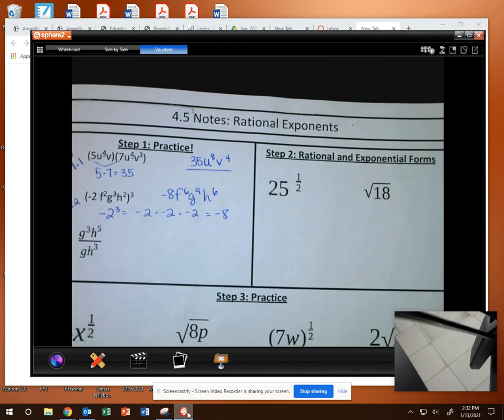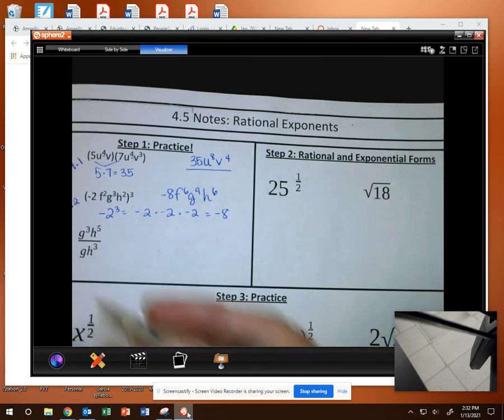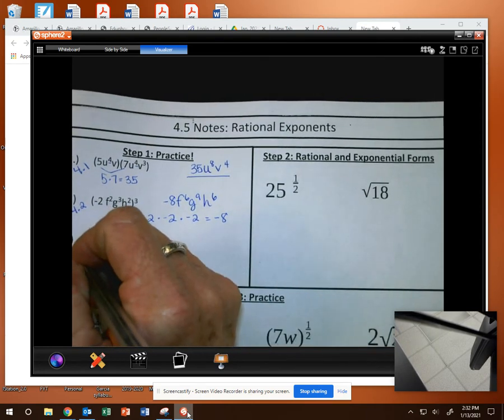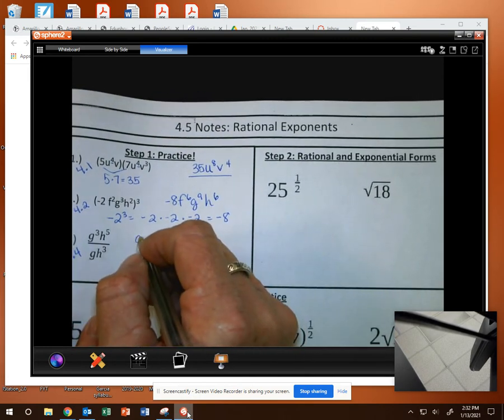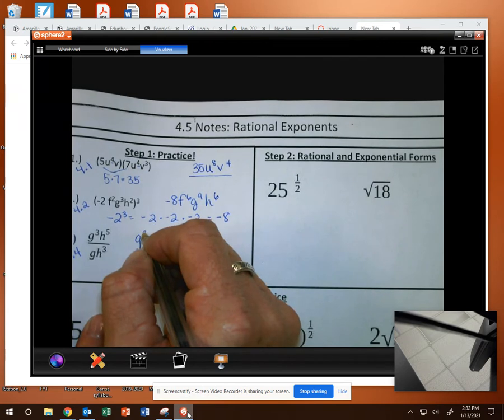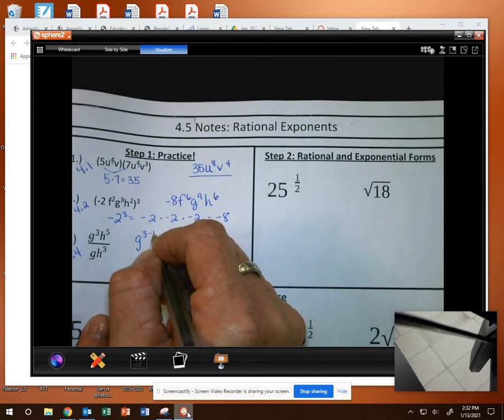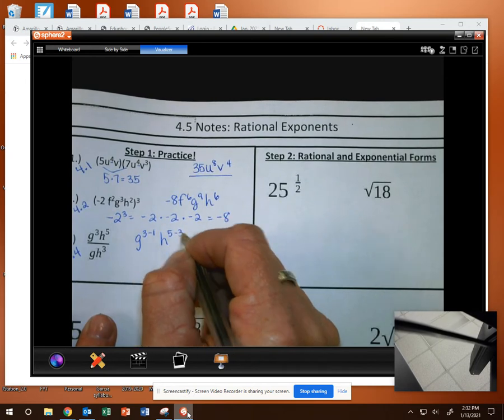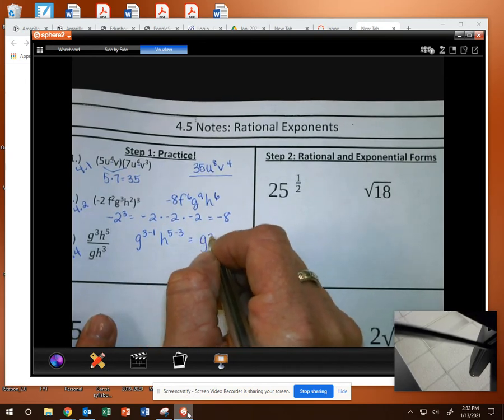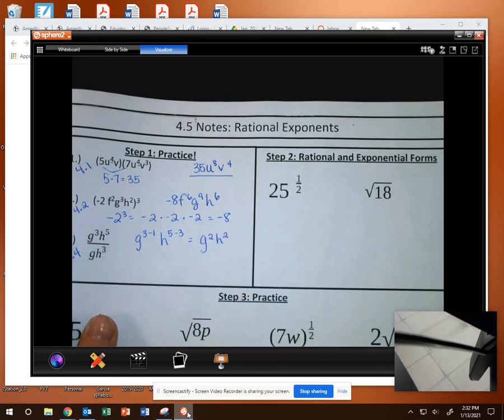Okay? Number 3 is 4.4 division. So I am going to take g, 3 minus 1, and h, 5 minus 3, and that gives me g squared h squared.